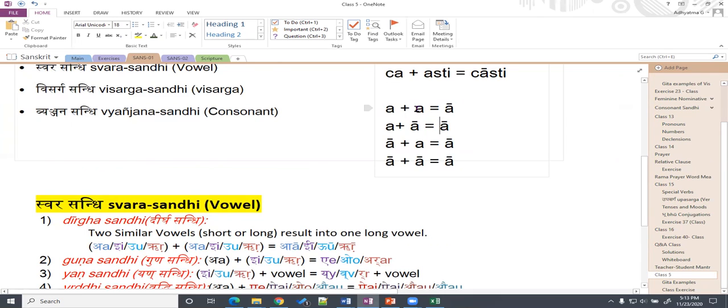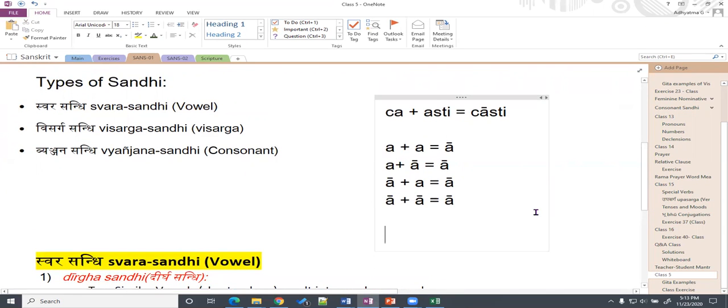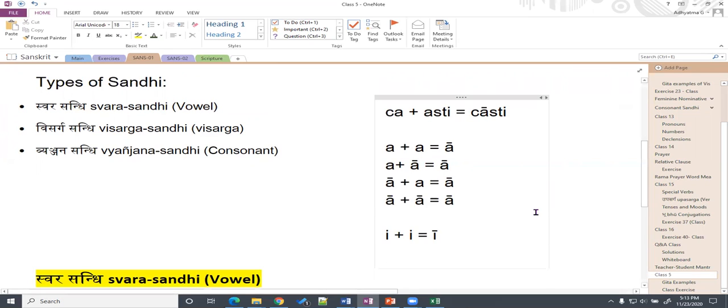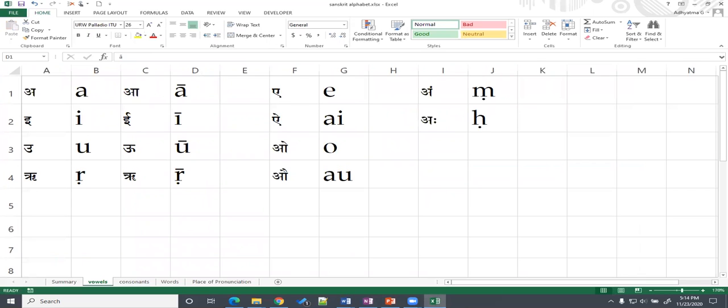The only condition is that the two sounds coming together have to be two vowels of the similar kind, akara. They could be either short or long. Similarly in the case of ikara and ukara, ikara plus ikara, and so on. That's how you can understand all these four vowel cases.